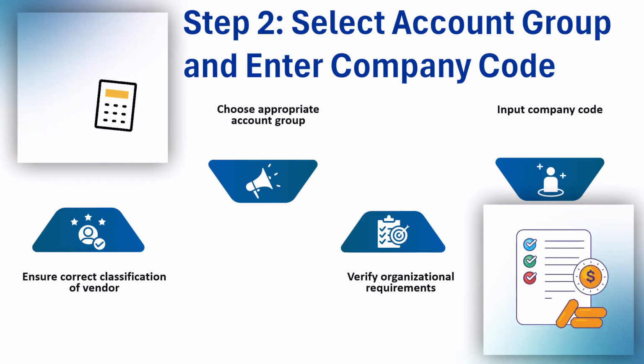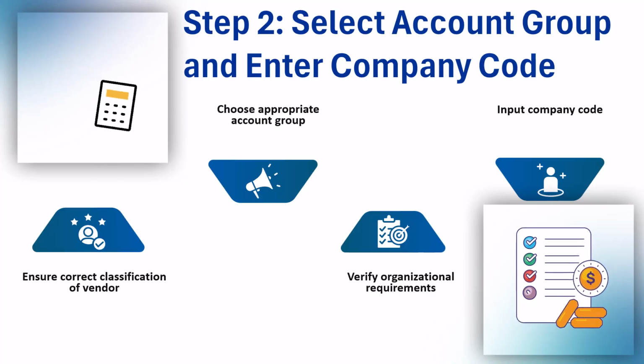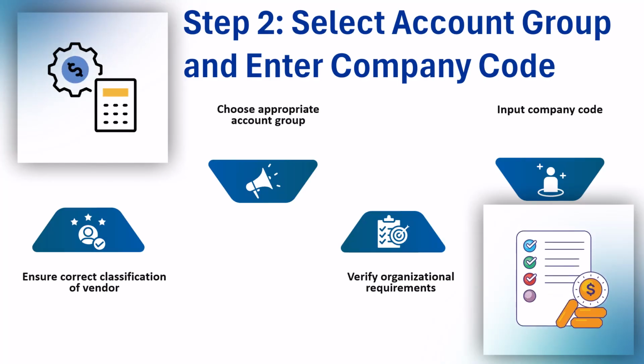Now, it's time to pick the right account group. This defines how the vendor is handled in your system. Next, type in the company code, which links the vendor to your organization. Get this part right, because SAP isn't forgiving when it comes to misclassification.